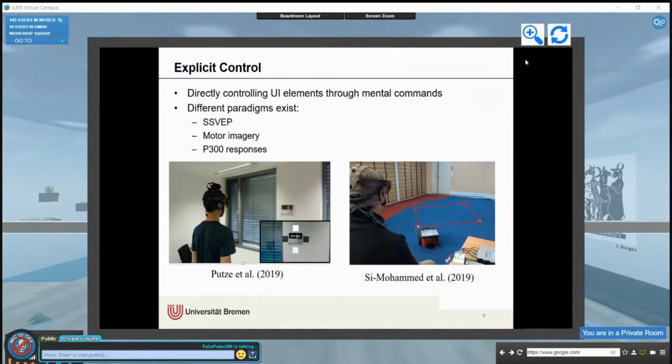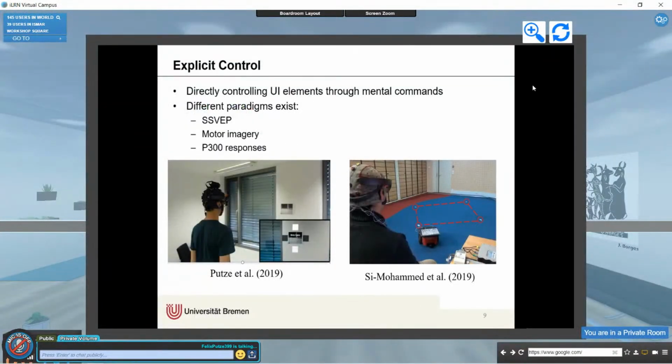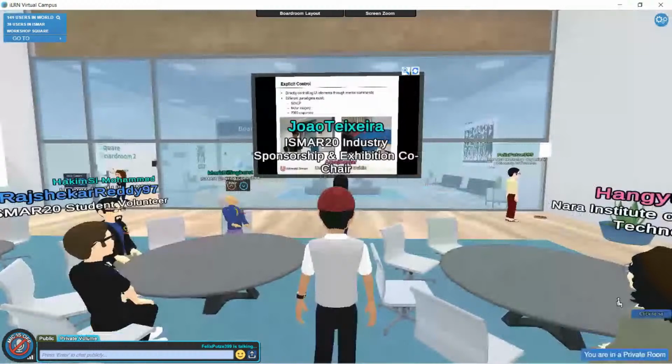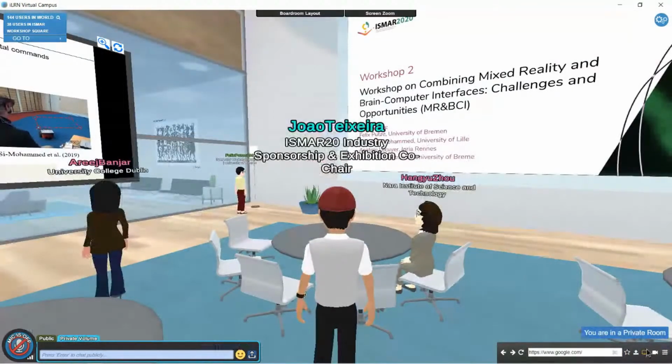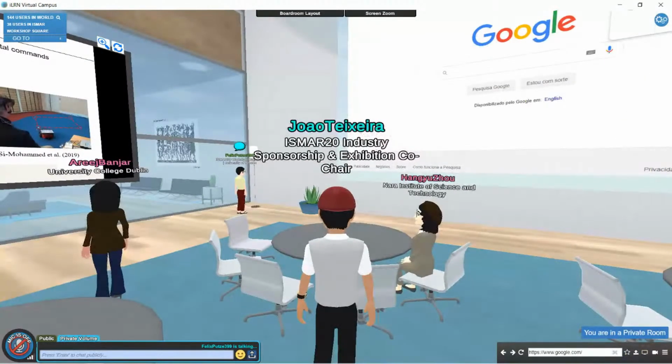And the first one I want to get started with is explicit control. So we can use brain activity to directly steer or control elements in the XR environment. There are different paradigms of doing that.